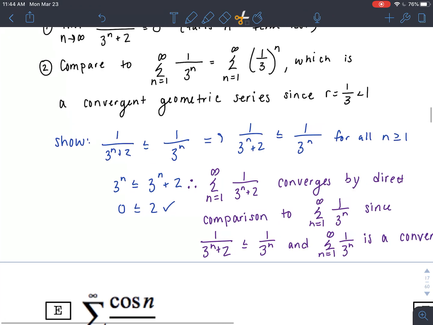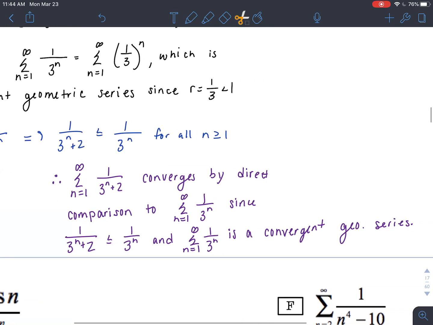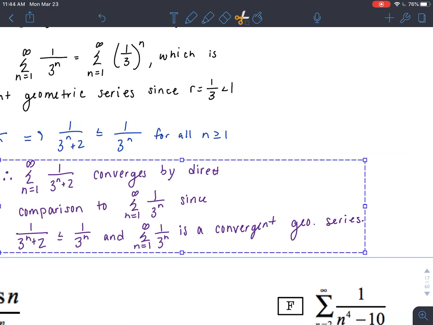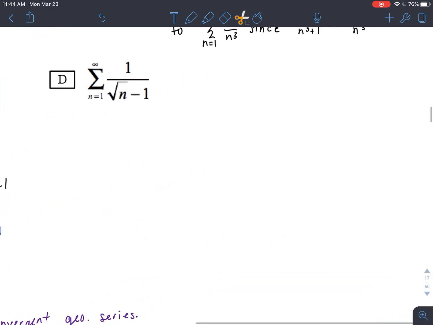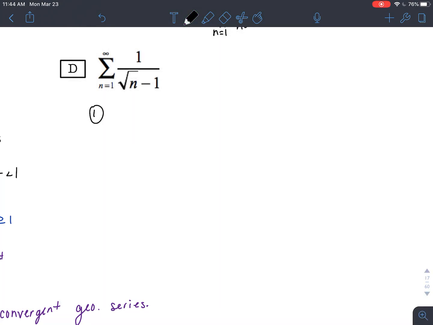Probably need to move some of this over because I just took up a lot of space for that answer, and that's okay. Just reorganizing myself so I have more room for the next problem.